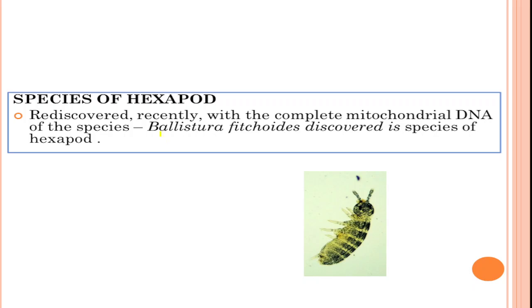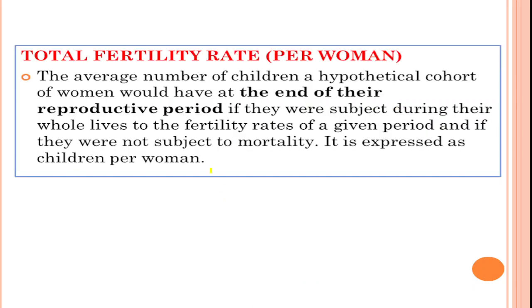Hexapod, and its scientific name is Ballestura foetida, and it was discovered recently with complete mitochondrial DNA. Total fertility rate. It is the average number of children, hypothetically, that women would have at the end of their reproductive period.